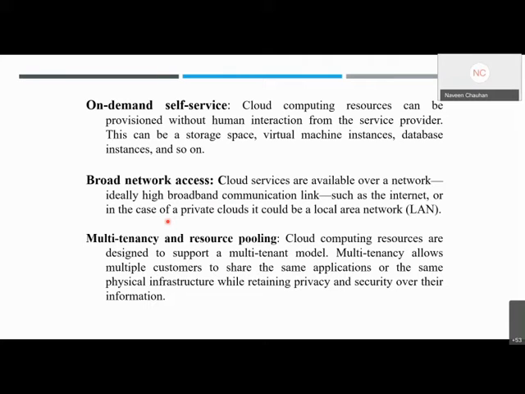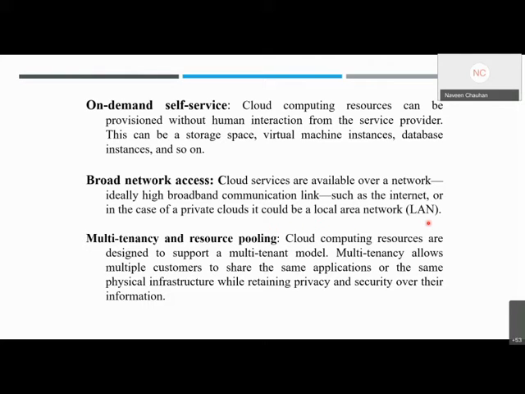So a broadband communication link is basically required, meaning the internet connection that we are going to have with the help of that. And in case of private clouds, it could be the local area network.